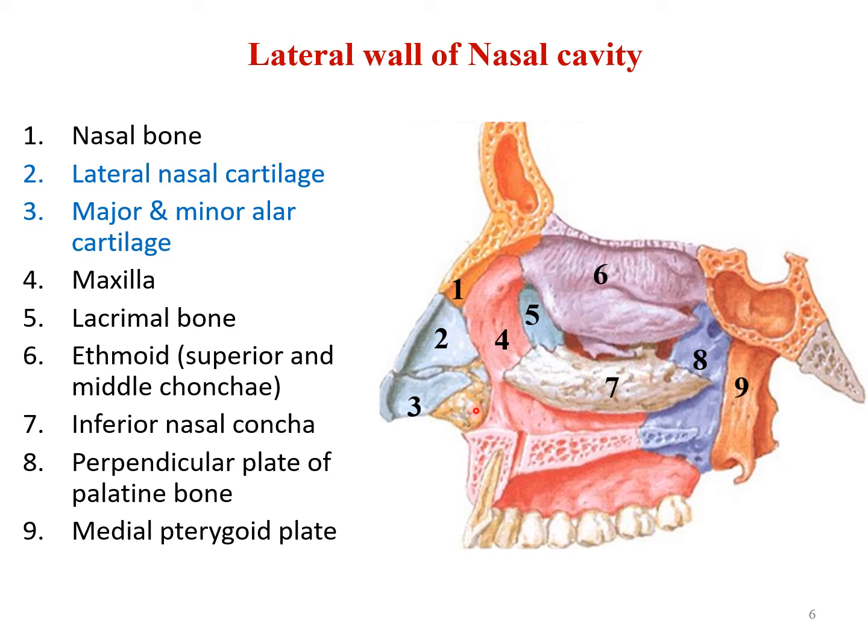Then the bones. Let us see which are the bones from anterior to posterior. These bones are, the first one which can be seen here is the nasal bone.